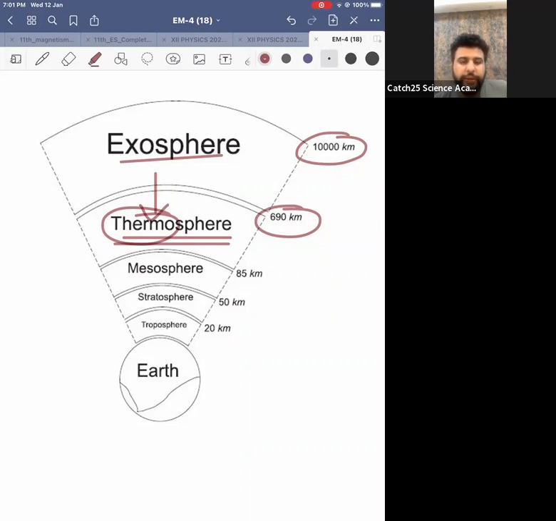Now, second point you can write down in very simple words. This layer extends into vacuum, means it goes on and on until vacuum. Actually the layer is infinite, completely endless. So write down second point under exosphere: this layer extends into vacuum.